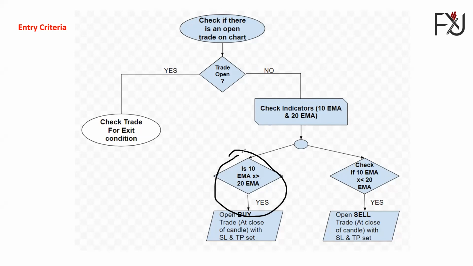So even if you write if the 20 crosses below the 10, that's still the same as the buy condition. Or here you say if the 20 crosses above the 10. It's just that the statement itself should be correct. So for the sell condition, we are going to check if the 10 exponential moving average crosses above the 20. So let's go back and do that here.